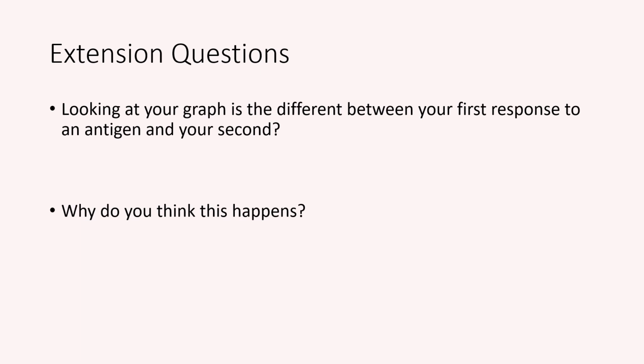So looking at your graph, what is the difference between your first response to antigen and your second? And then the second question is, why do you think this happened? So pause it, try to come up with the answer before I go over the answers. So the answer would be that antibody production is faster after the second injection, which you would just take from the information in your graph.